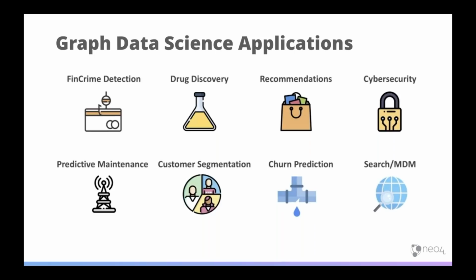Cybersecurity, predictive maintenance, customer segmentation, all of these things really do apply very well to graph data science, churn prediction, and search as well, and doing more master data management are other areas that we see a lot of interest in.